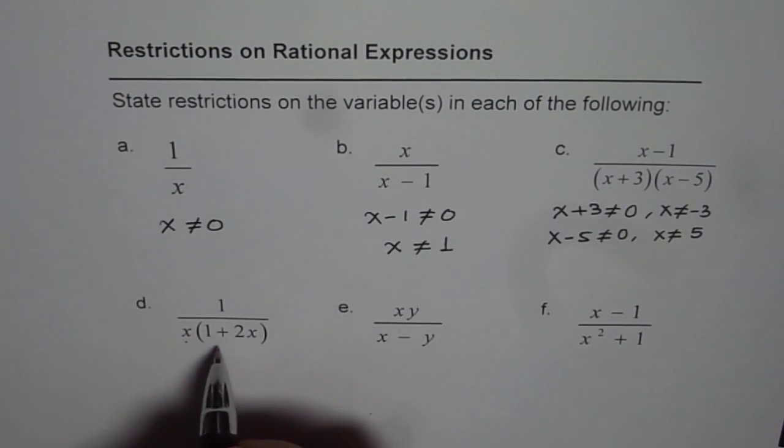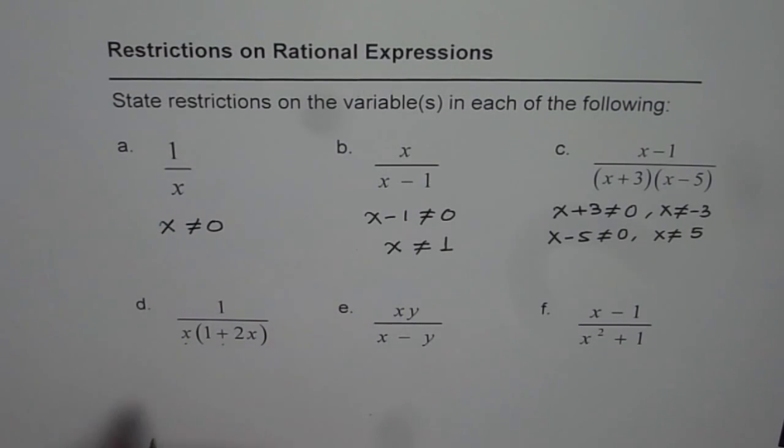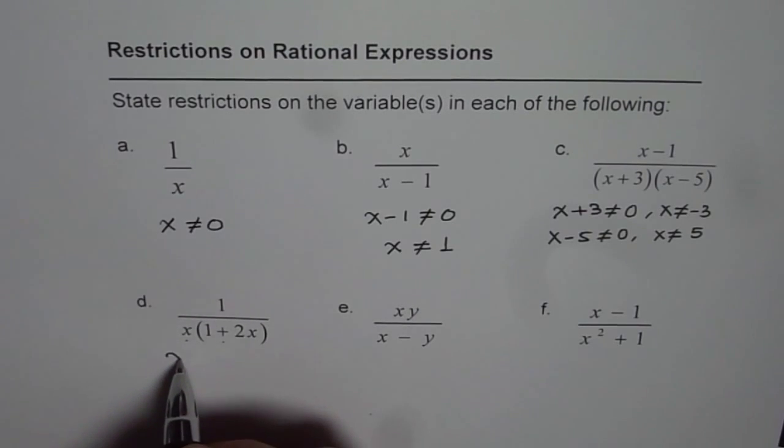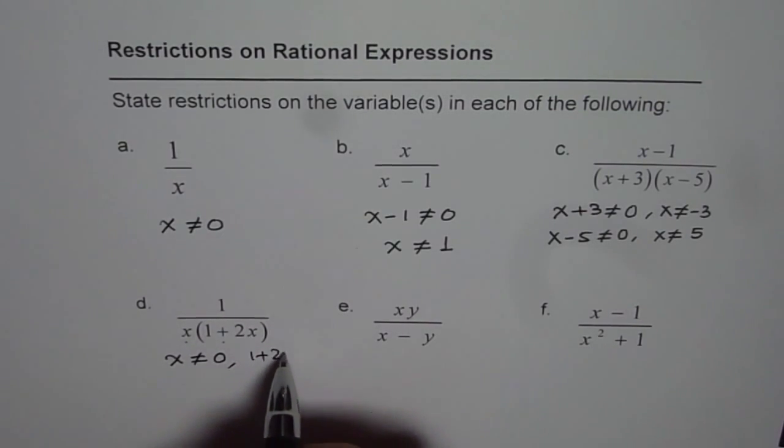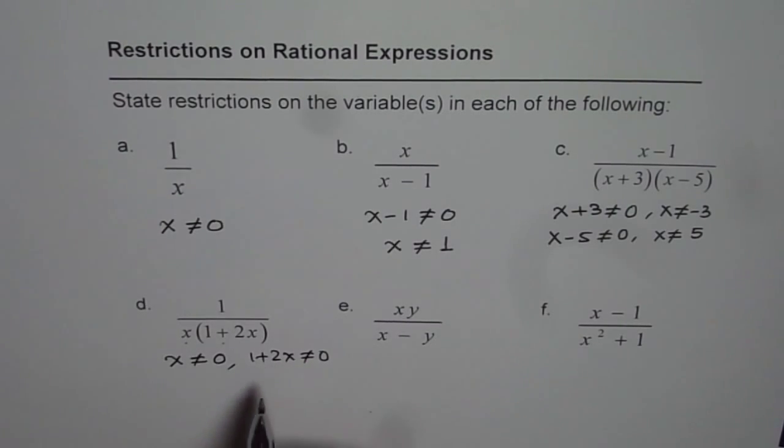D. 1 over x times 1 plus 2x. Now there are two factors in the denominator, so they should not be 0. So we have x is not equal to 0 and we have 1 plus 2x not equal to 0. When you solve for x in the second equation, you get x is not equal to minus half. So these are the two restrictions on part D.